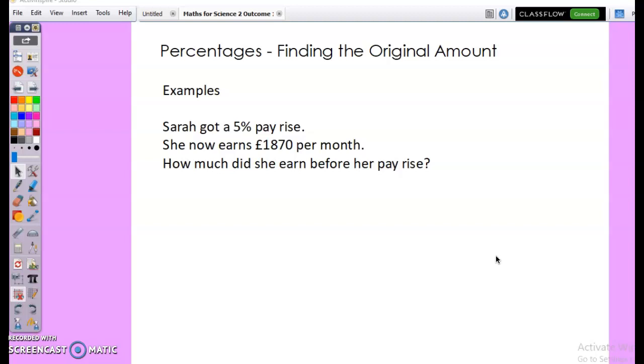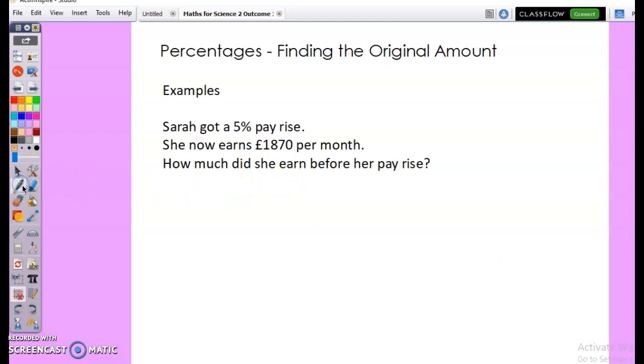Sarah got a 5% pay rise. She now earns £1,870 per month. How much did she earn before her pay rise? Now, what a lot of people want to do automatically with this one is work out 5% of 1,870 and take it away. That doesn't work. Okay, the reason it doesn't work is you're finding a percentage of the wrong amount. Okay, 5% was found of a different amount. It was then added on. You then got to 1,870.